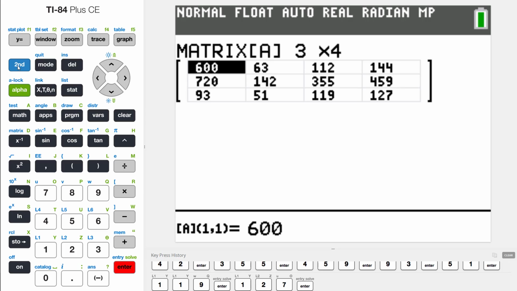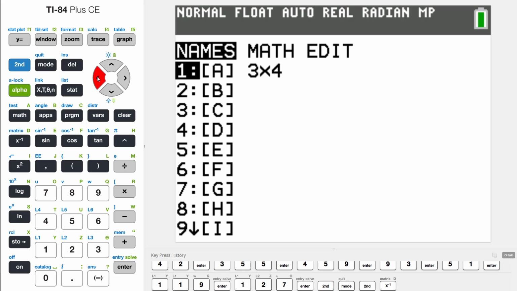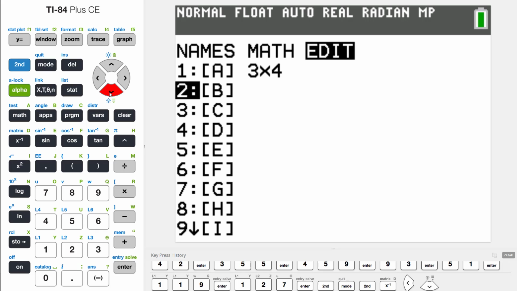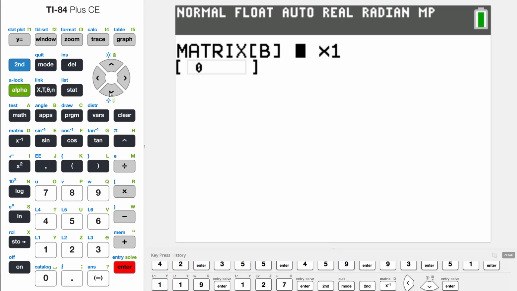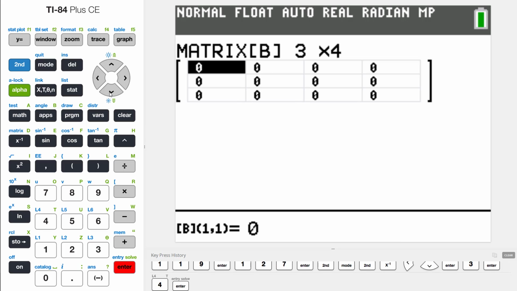So you'd want to leave this, go back to the matrix menu, go back to the edit submenu, and start editing matrix B. Now matrix B and matrix A have to be the same size in order for this test to run. So matrix B is also 3 by 4.